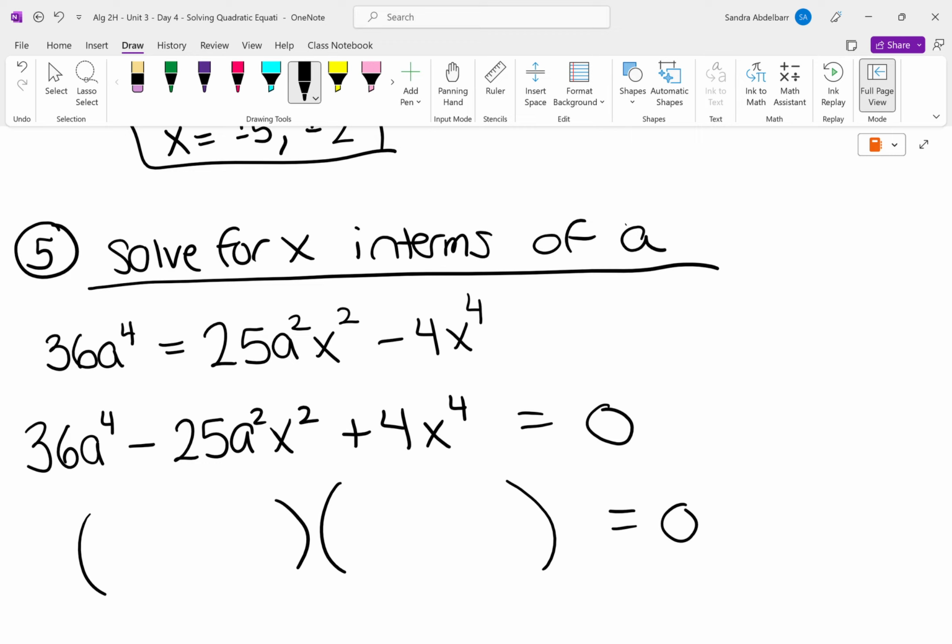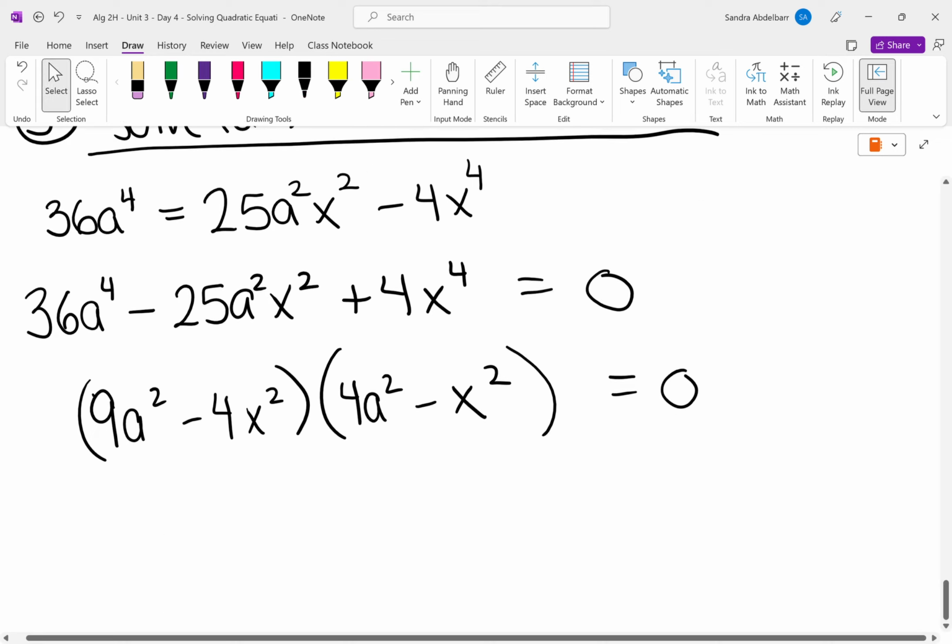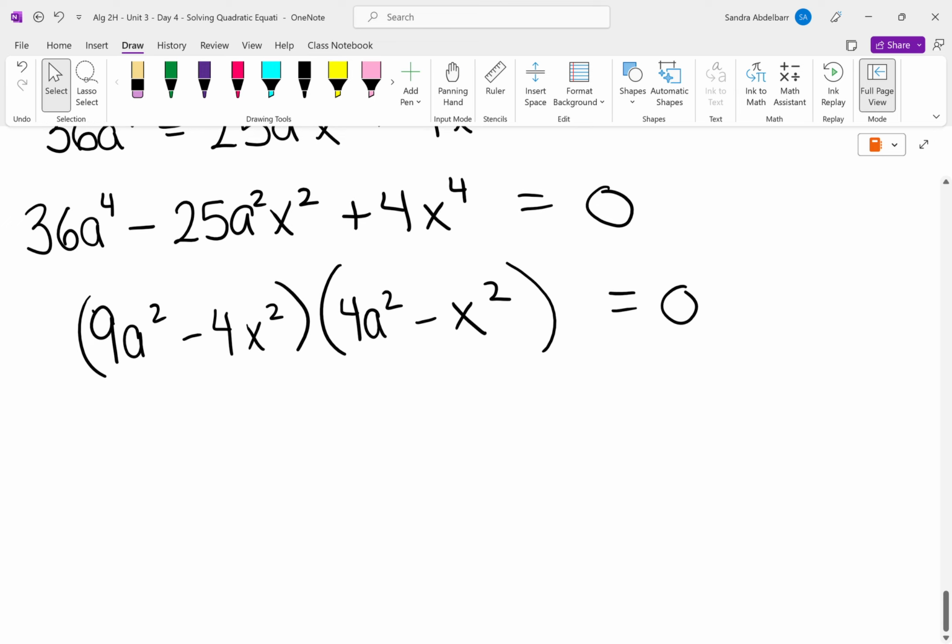Who factored this and what did you get? Haley? 9a squared minus 4x squared maybe? Oh, sorry. Yeah. Okay, and then what was the other one? And then 4a squared minus x. Perfect.